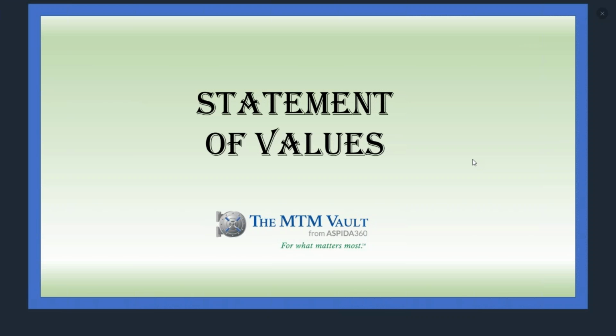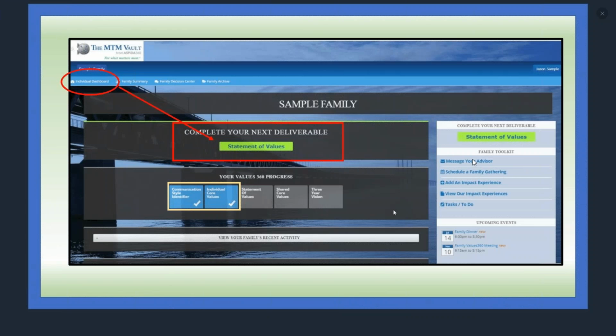Welcome to this brief video on the third of 5 deliverables in the Values 360 process. This one is named Statement of Values. Again, to access the next deliverable in the process, we feed them one at a time and provide them one at a time. From your individual client dashboard, you will look under Complete Your Next Deliverable, both in the center portion of the dashboard and on the right-hand side underneath Complete Your Deliverable.